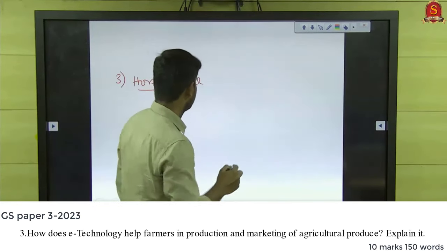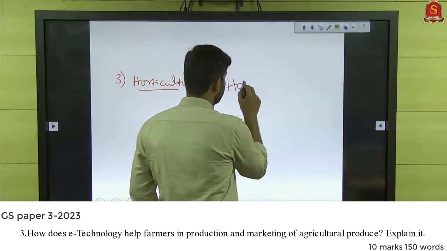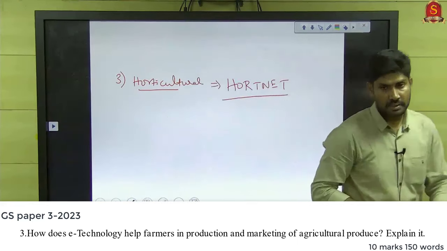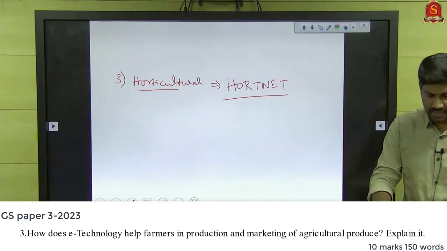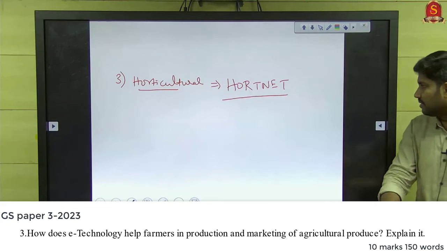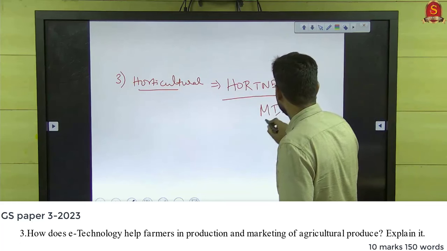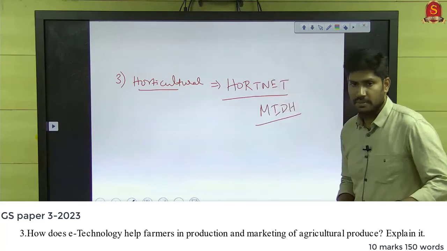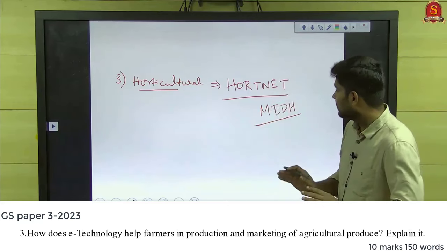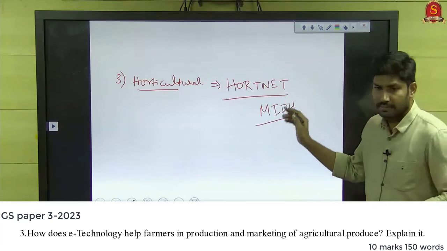So for the horticultural farmers, there is a network project called the Hotnet. Under this project, financial assistance is provided to the farmers under the MIDH, Mission for Integrated Development of Horticulture. This is one of the major programs for the holistic development of horticulture. To release funds under this scheme, they are using a network project called the Hotnet.